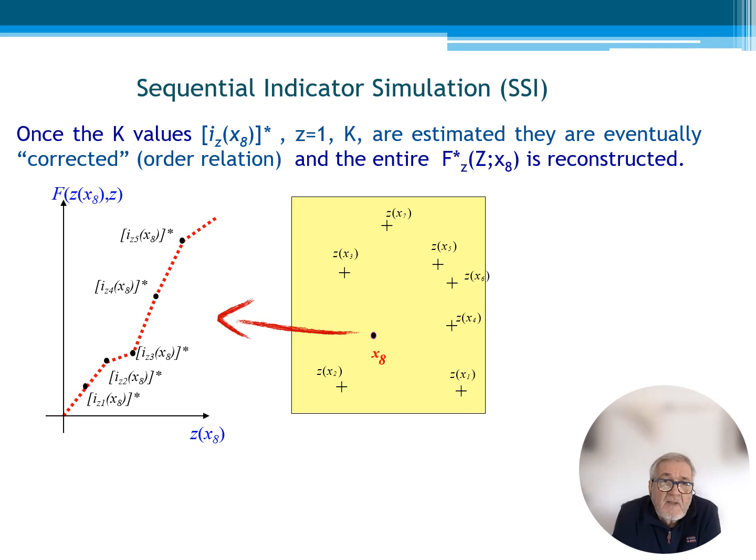Once the k values are estimated, they are eventually corrected by order relations. Let me remind you that sometimes there are order relation violations. When the class limits, for example, z1 and z2, z2 is greater than z1. But as we estimate the indicators separately, with different variogram models, we do not guarantee that the estimated cumulative probability of z2 is greater than the equivalent cumulative probability of z1. In this case, we usually do a simple order correction.